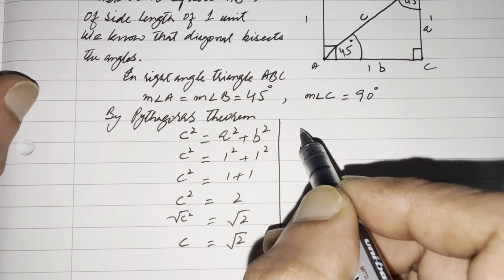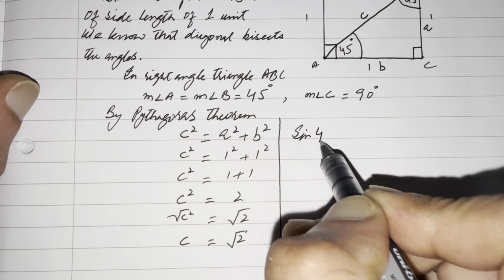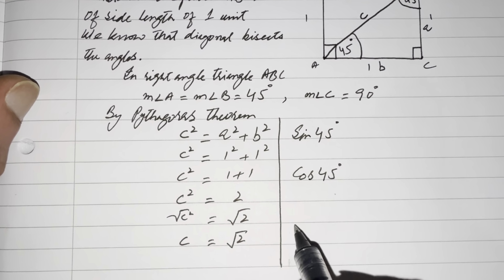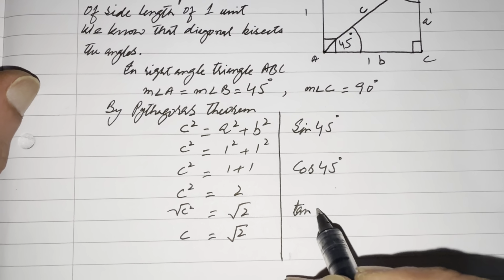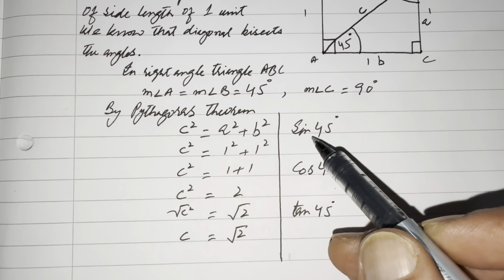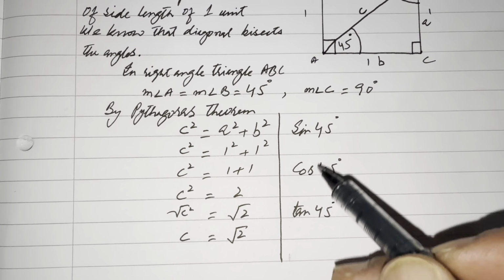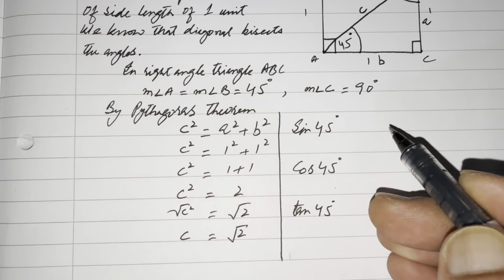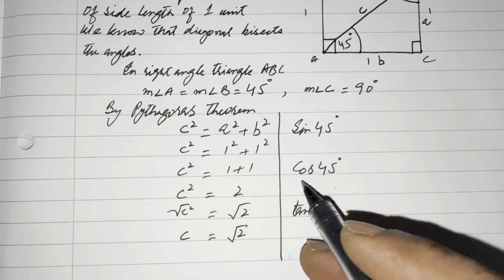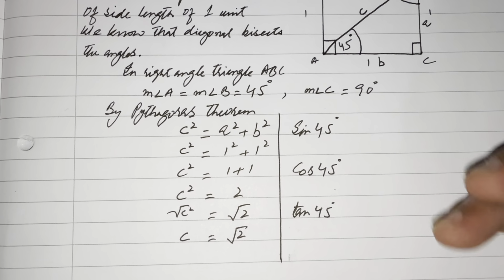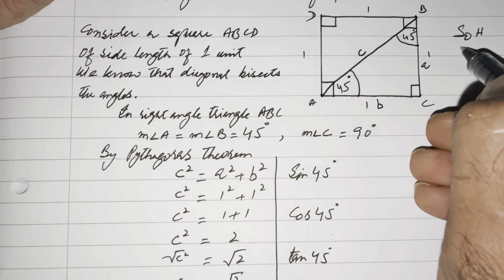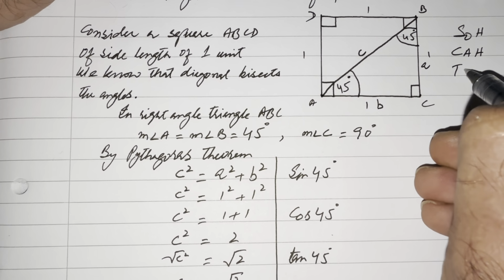the first is sine 45 degrees, second one is cos 45 degrees, and the third one is tangent 45 degrees. So if we can find the trigonometric ratios of these three, sine, cos and tangent, it's very easy to find the other three ratios, as the opposite of sine is cosecant, cos is secant, and tangent is cotangent. As I have already told you the magical words SOH, S-O-H, CAH, C-A-H, and TOA, T-O-A.